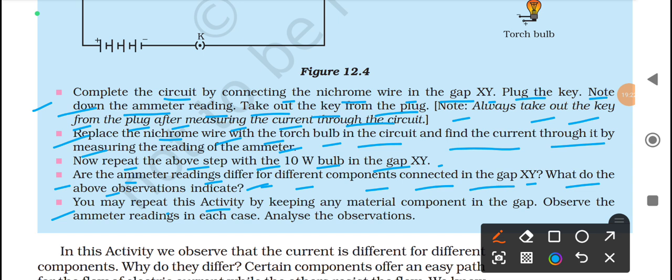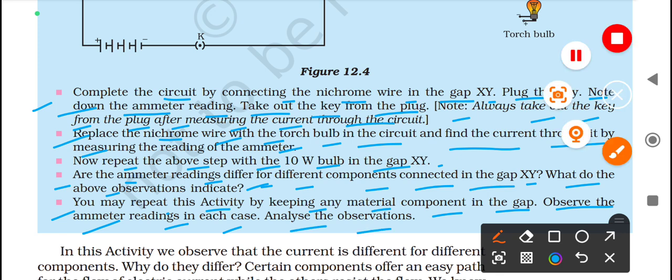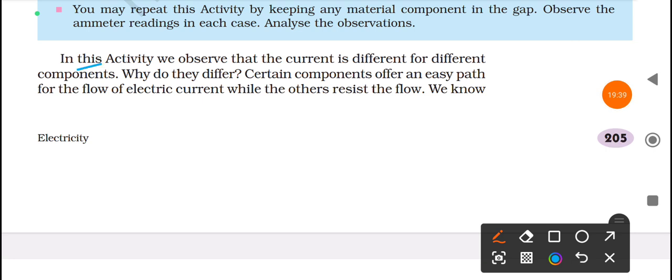What do the above observations indicate? You may repeat this activity by keeping any material component in the gap. Observe ammeter readings in each case. Analyze the observations. In this activity, we observe that the current is different for different components.